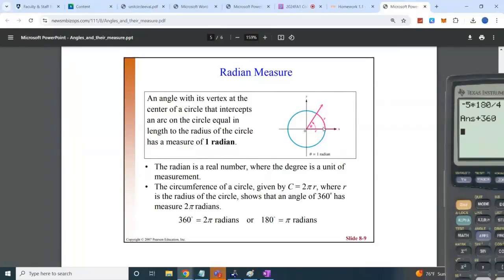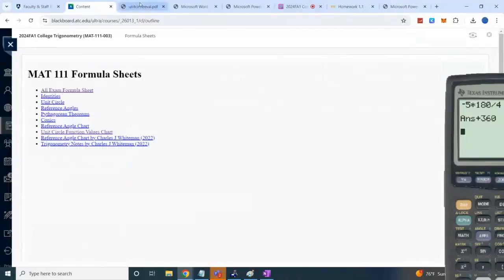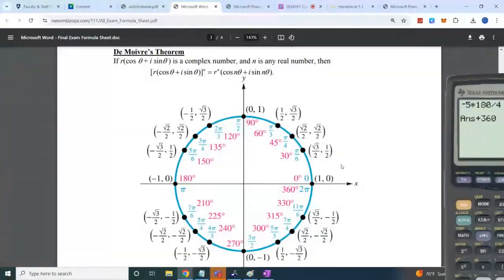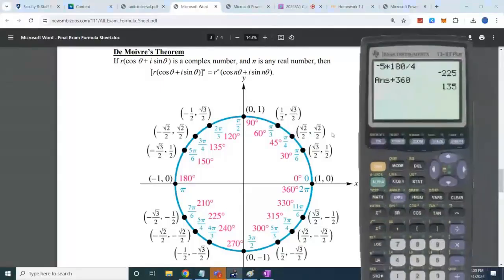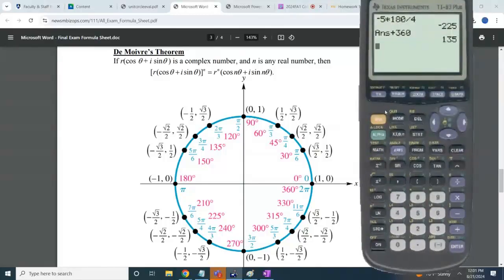That means if your intercepted arc is the same length as your radius, that's the definition of 1 radian. Now, on this unit circle, when you say pi over 6, technically it's pi over 6 radians because radian carries some weight. So here's what I mean by that. If I were to take pi divided by 6, that's not going to give me 30 degrees. That's going to give me like 0.52, which is way off from 30.